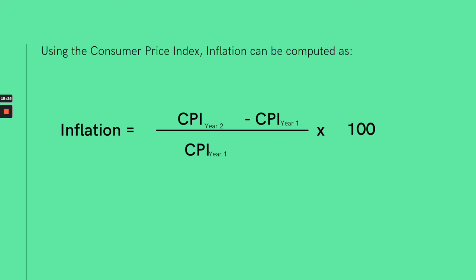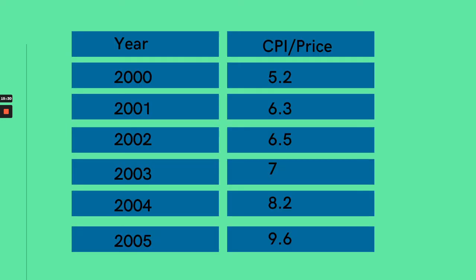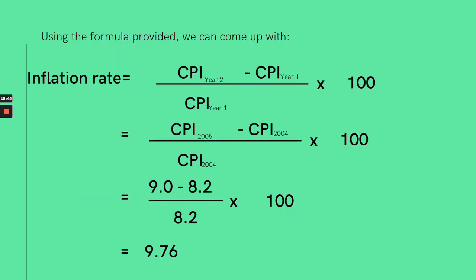So let's try to solve one. Let's say for example, year 2004 and 2005. So this is the year. You can see on the left side is the year, the CPI on the right side. So if we are going to find the inflation rate from 2004 to 2005, we just have to use this formula. The CPI of 2005 is 9.0. The CPI of 2004 is 8.2. We divide that by 8.2 and we multiply by 100, and that is 9.76.